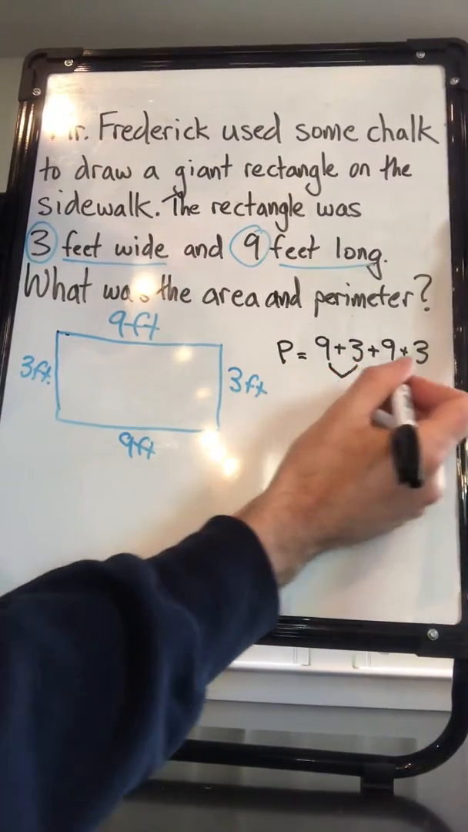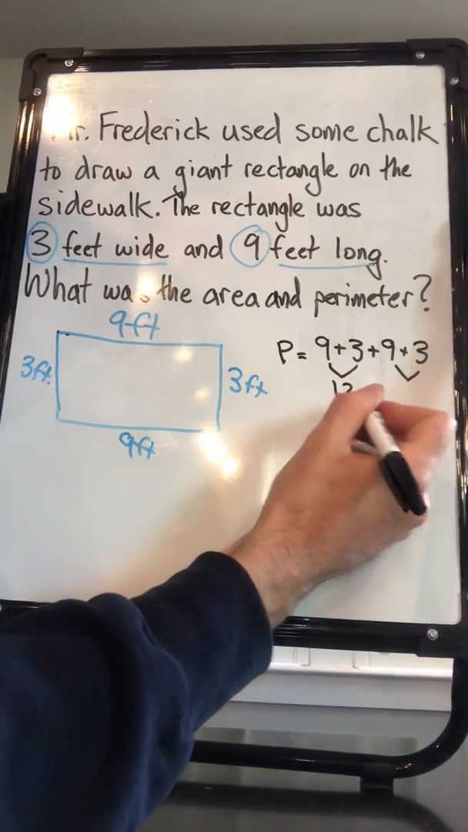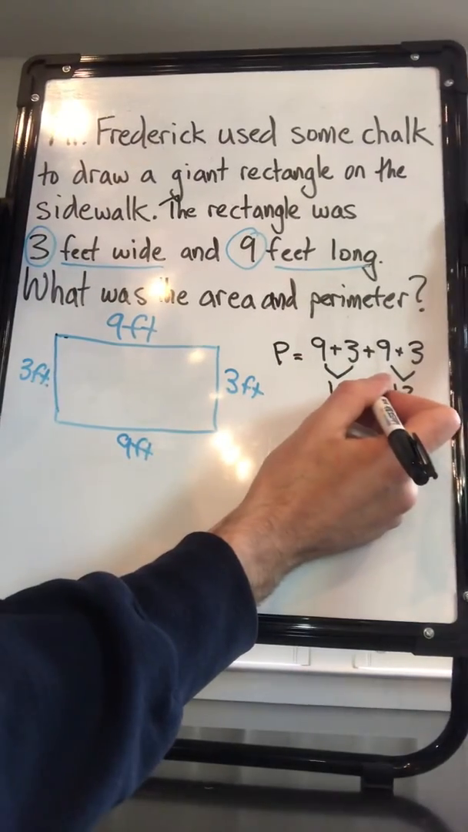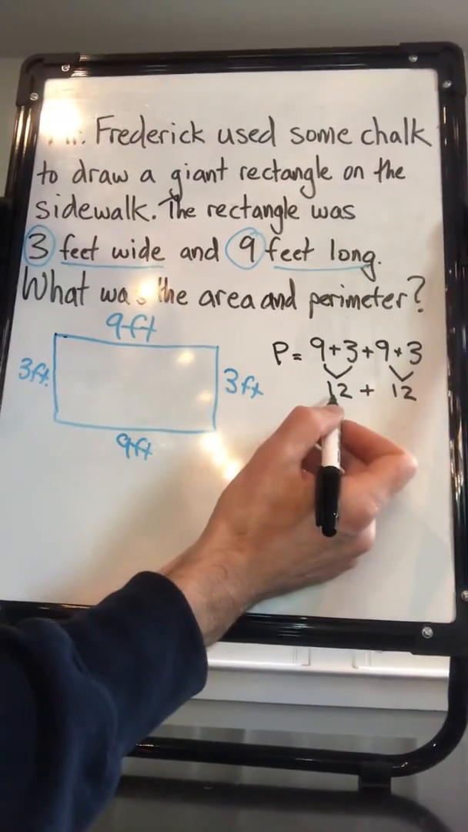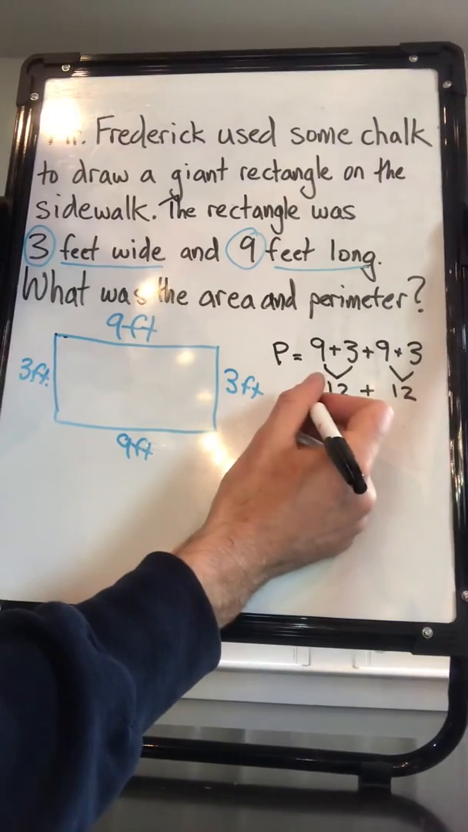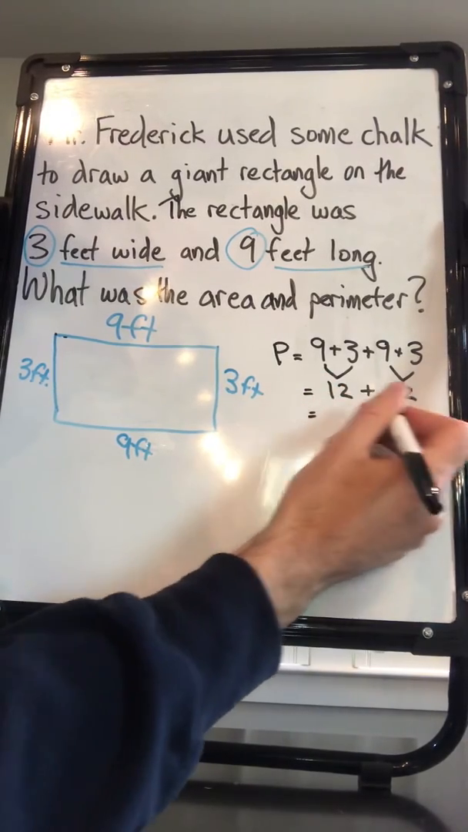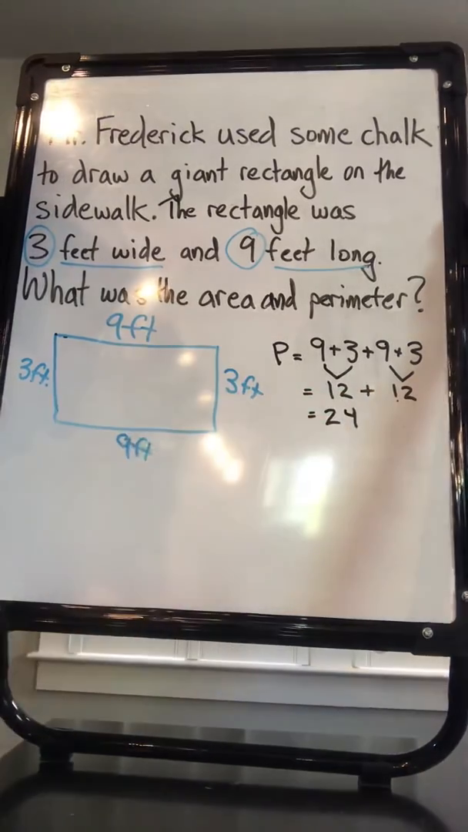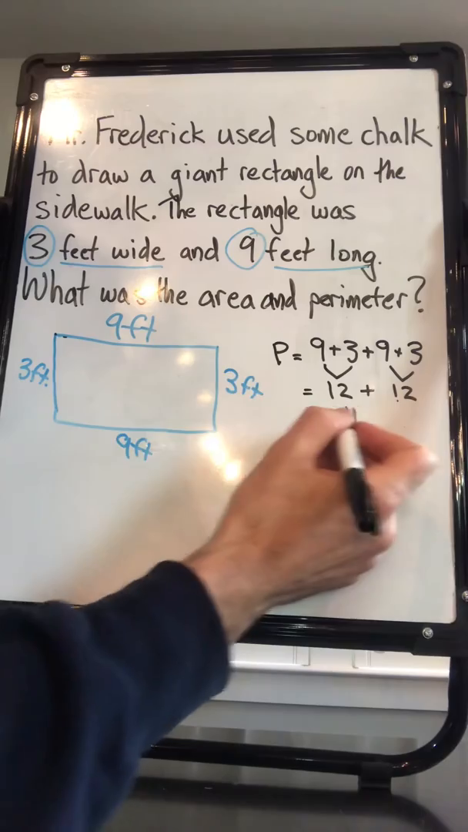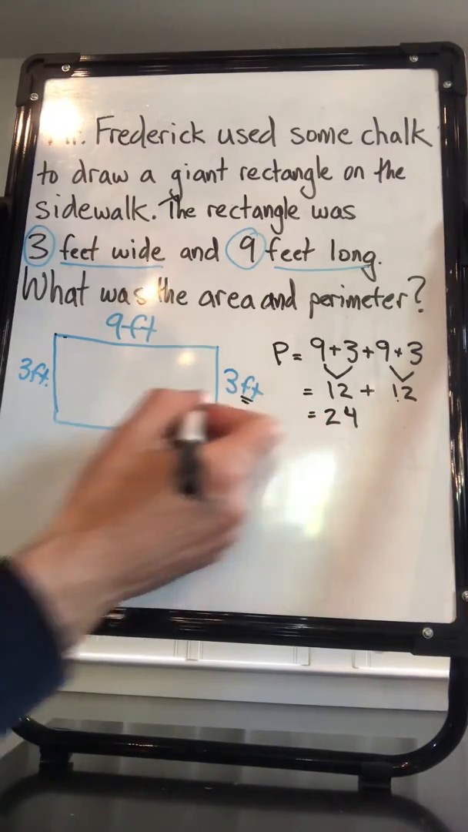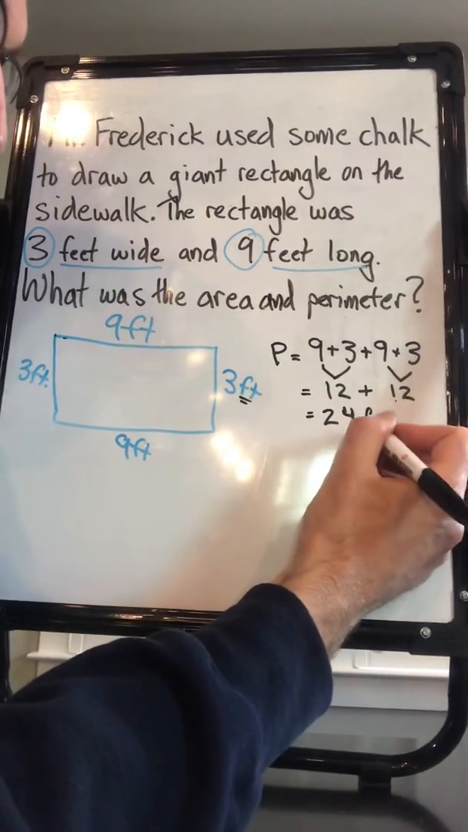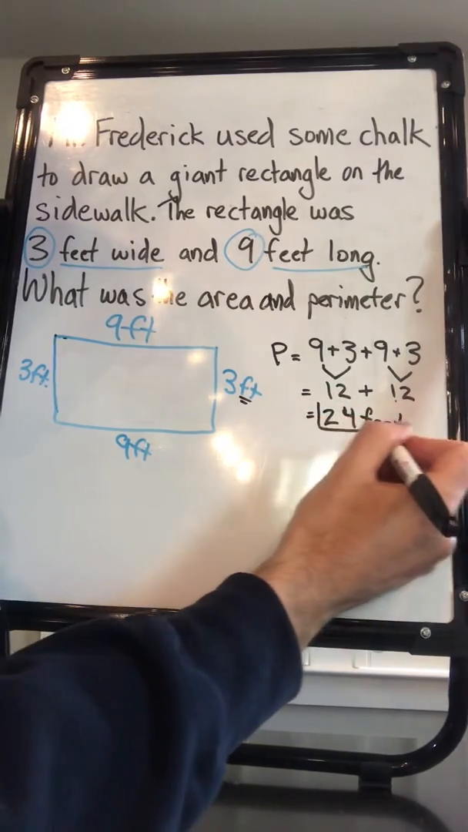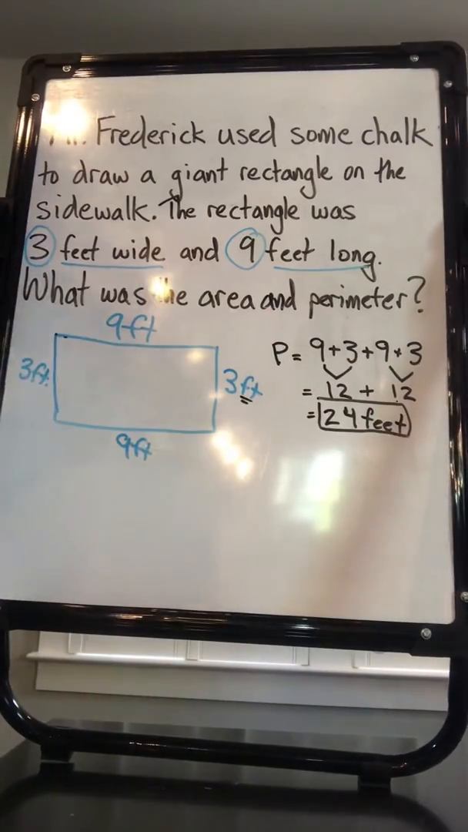I know 9 and 3 is 12. So now I just need to add these two 12s together. 12 plus 12, I can see I have 2 tens, and 2 plus 2 is 4 ones. So my perimeter is going to be 24, now pay attention to the units, 24 feet would be my perimeter all the way around that rectangle.